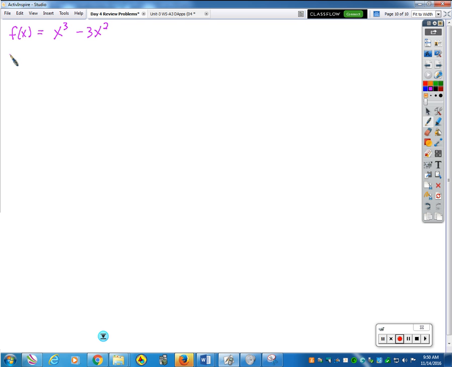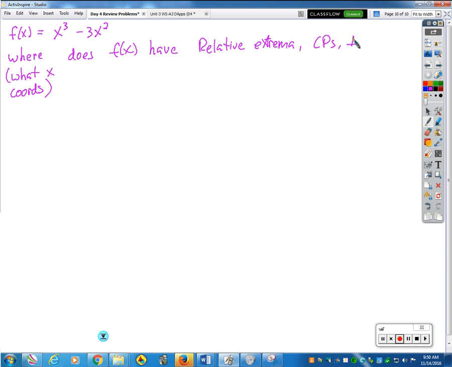We want to identify where, meaning at what x coordinates, does f of x have relative extrema, critical points, inflection points, and absolute min and max? That's what we're trying to figure out. The word where means at what x coordinates. Please write that down.